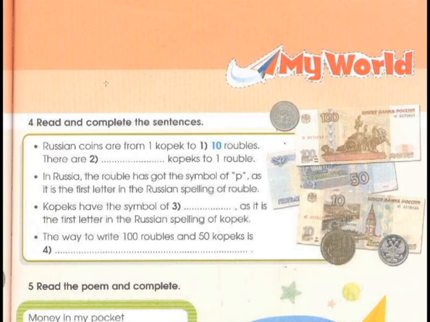Boys and girls, open your books, please. Page number 73. My world. Exercise number 4. Read and complete the sentences.